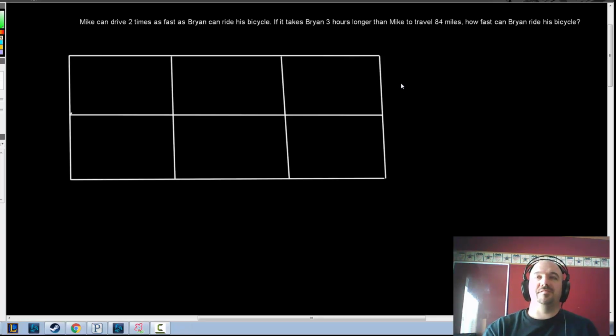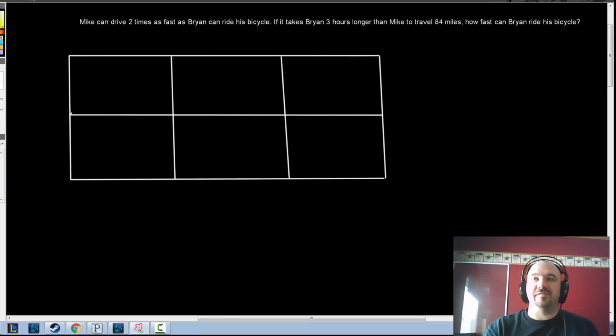All right, so here's a problem that involves rational expressions. You may see a problem similar to this if you're studying fractions involving x's and y's. Mike can drive 2 times as fast as Brian can ride his bicycle. If it takes Brian 3 hours longer than Mike to travel 84 miles, how fast can Brian ride his bicycle? All right, so that's not too bad.